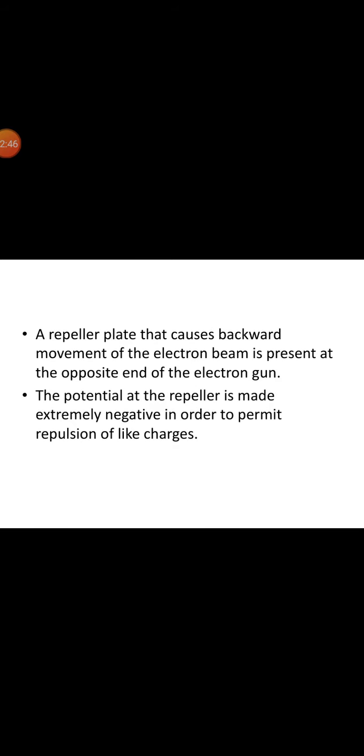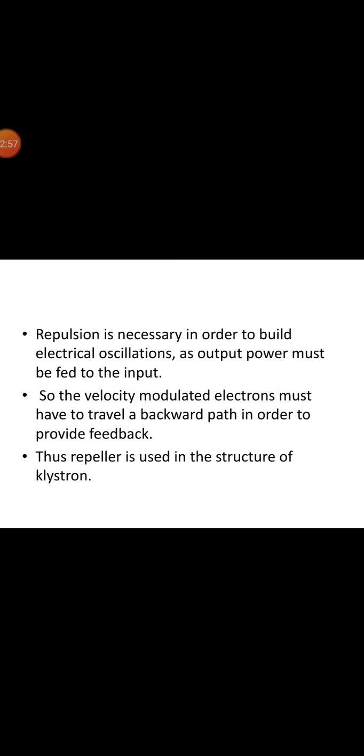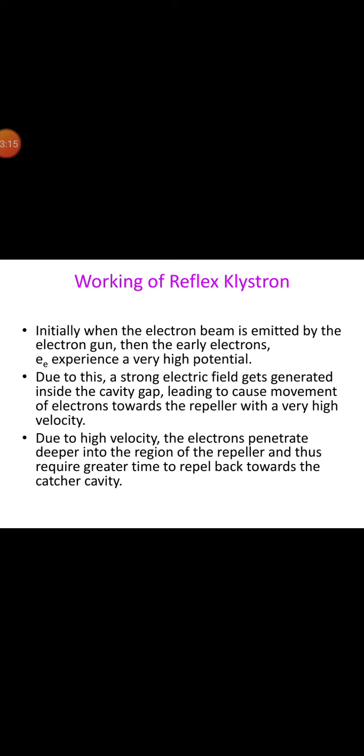A repeller plate that causes the backward movement of the electron beam is present at the opposite end of the electron gun. The potential at the repeller is made extremely negative in order to permit a repulsion of like charges. Repulsion is necessary in order to build electrical oscillations, as output power must be fed to the input. So the velocity modulated electrons must travel a backward path in order to provide feedback. Thus, a repeller is used in the structure of the klystron. Now let us see the working of reflex klystron.